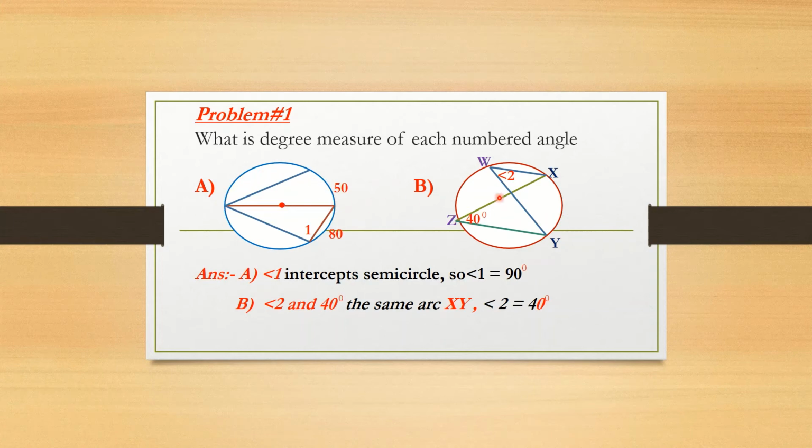Part B, angle Z and angle 2 are intercepting the same arc XY. So in the previous concept again, two inscribed angles intercepting the same arc will have the same measure. That means angle 2 and angle 40 intercept the same arc XY, so they are equal. Angle 2 is equal to 40 degrees.